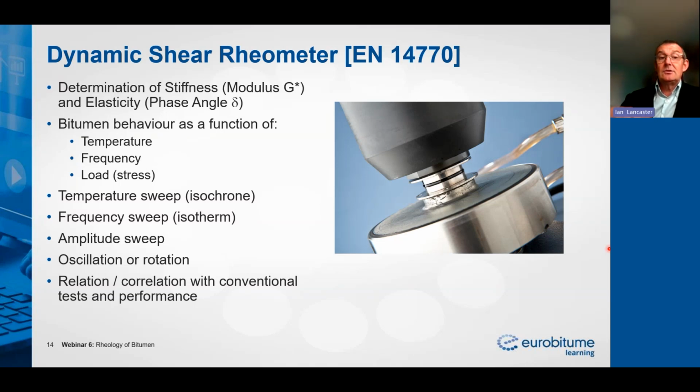We can do an amplitude sweep, which will allow us to measure the effects of load on the bitumen. Not as common as our temperature sweeps or frequency sweeps, but they are in use occasionally. And we can relate then our properties that we obtain from the dynamic shear rheometer to some of our conventional properties.